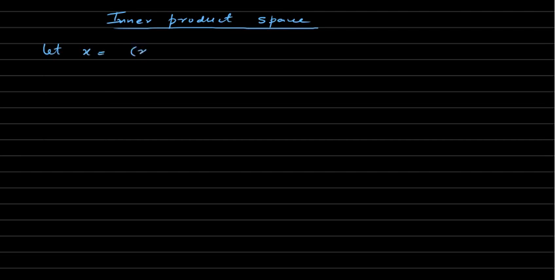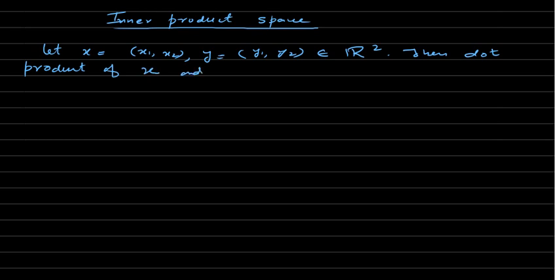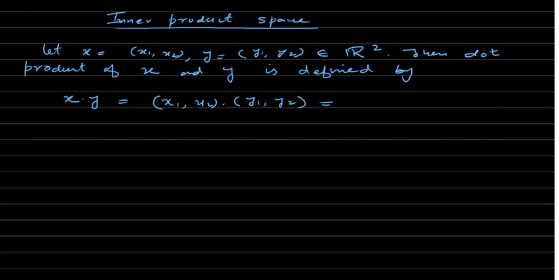Let x equal (x1, x2) and y equal (y1, y2). They are both in R2. Then the dot product of x and y is defined by x dot y equals x1 y1 plus x2 y2. So its output is a real number, a scalar output.